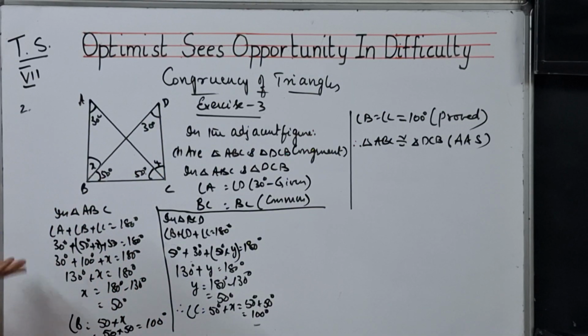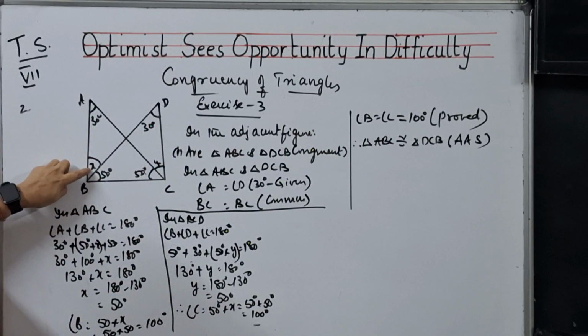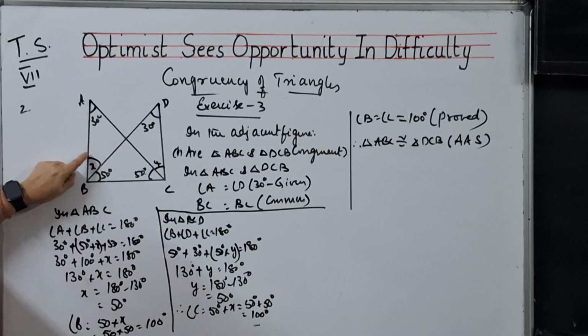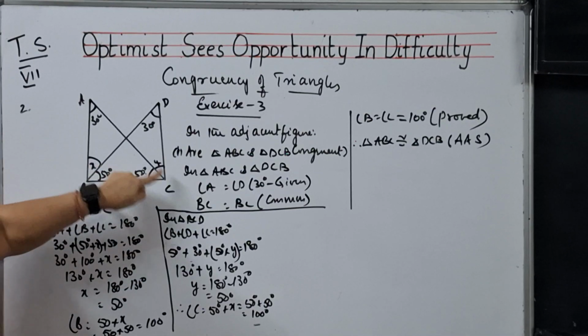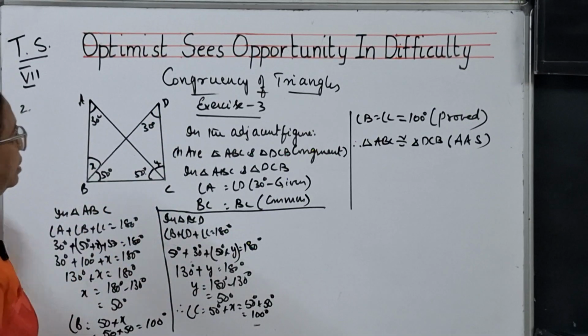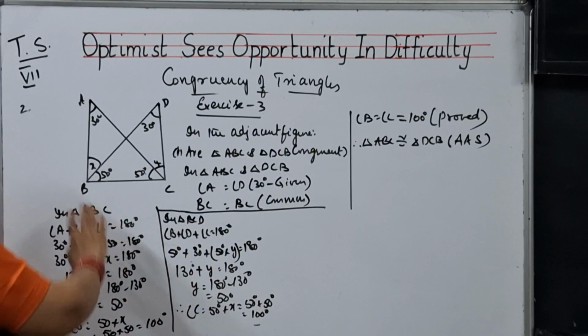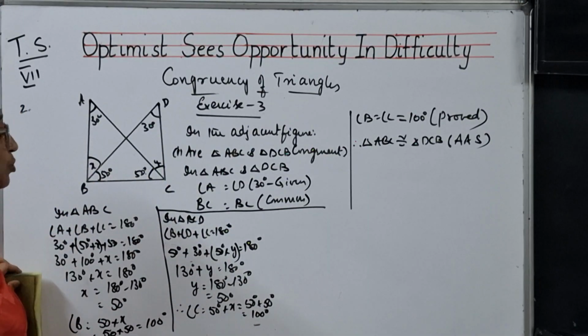They have only asked whether the triangles are congruent, but we need to prove how they are congruent. This is the way. I hope I am clear, children. This part they have not given. So I consider this as x, this as y, because this whole thing is the angle of triangle ABC, and this whole thing is the angle of triangle BCD. So I need to know what these values are. Then only I can compare the two triangles.